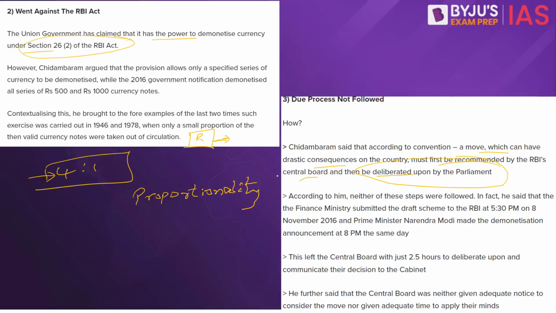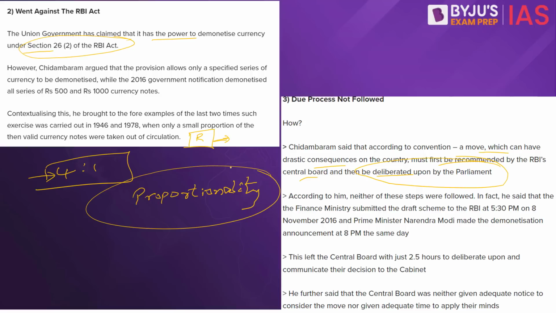But in this particular case, the Supreme Court went on to say the executive, that is the government, has the prerogative. They have the documents. They also have required data as well. They are the best judge of the inputs and the circumstances, and they would be able to take the decision as per the data that they have. So whether it has been able to meet the proportionality or not, who will decide it? It is the executive. Why will they decide it? Because they have the data with them. So because they have the data with them, they would ultimately be able to take this decision.